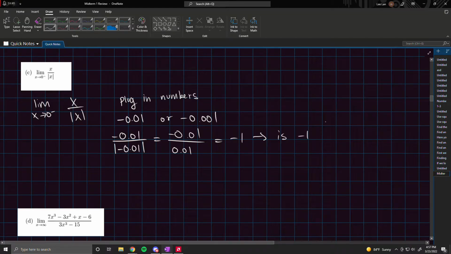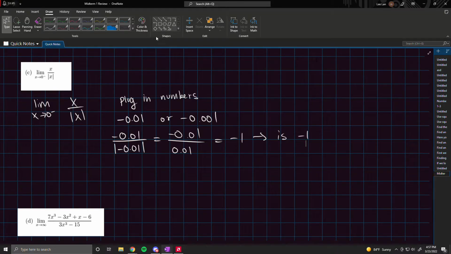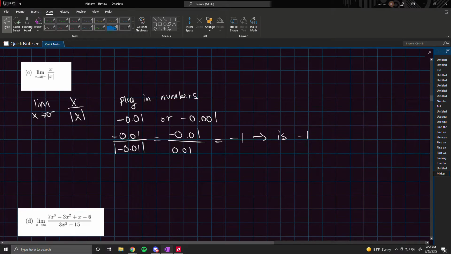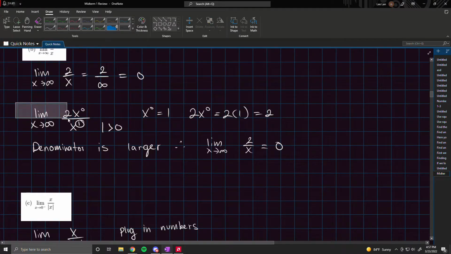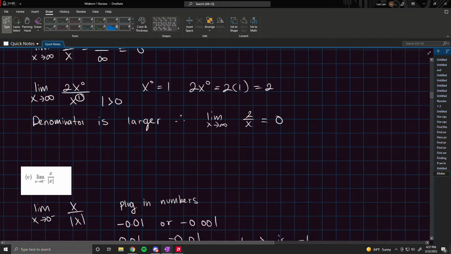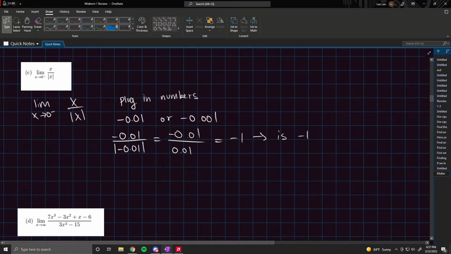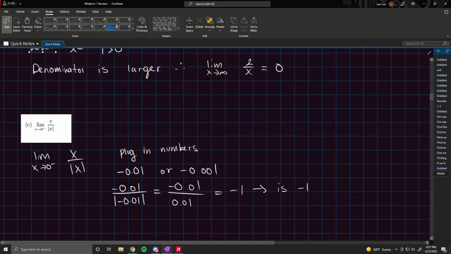But I don't think it's good enough in the context of math to say that it is equal to negative 1. Another thing you could do is this strategy where you look at the powers... Oh, wait. Never mind. That wouldn't work because this is infinity. This is 0.